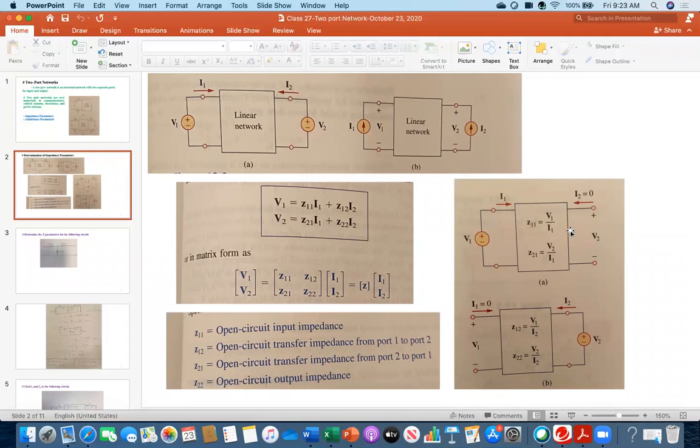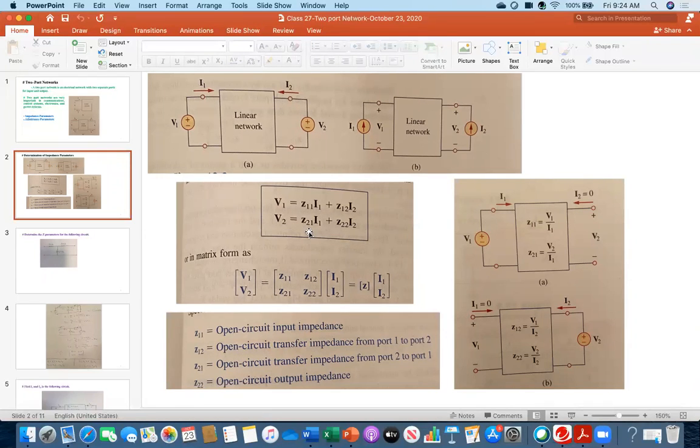This means that in the problem, when you are finding Z11 and Z21, you will make the right side port open. Port number 2 is open. So Z11 is V1 over I1, and Z21 is V2 over I1. How to do that? Look at the first equation. Because the right side is open, I2 is 0. Therefore, in the first equation, put I2 equal to 0. If you put I2 equal to 0, what do you get? You get V1 equals Z11 I1. So from there, Z11 is V1 over I1. That is what is written here.